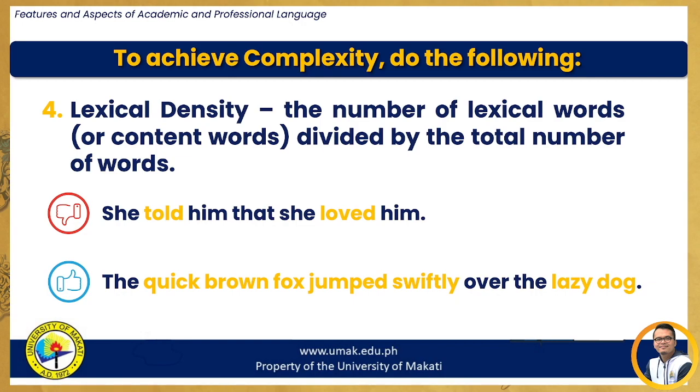As for the second sentence, the quick brown fox jumped swiftly over the lazy dog. There are precisely 7 lexical words out of 10 total words. The lexical density of this sentence is therefore 70%. In academic writing, lexical density is important because it can serve as a useful measure of how much information there is in a particular text.